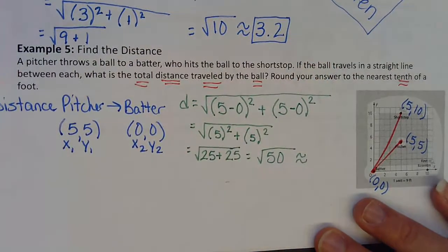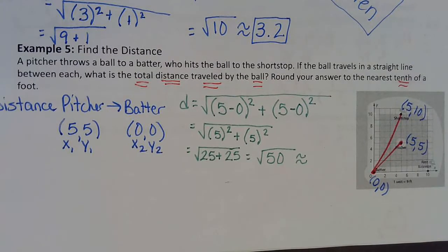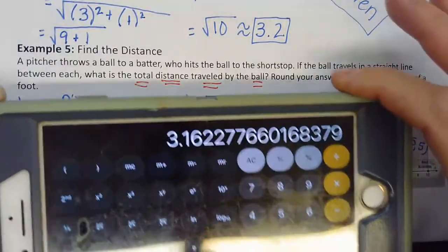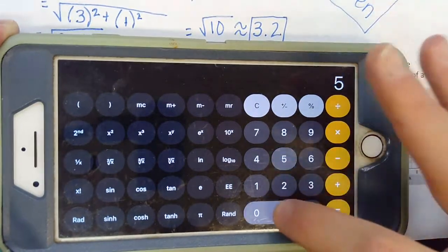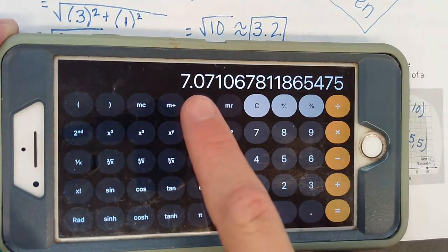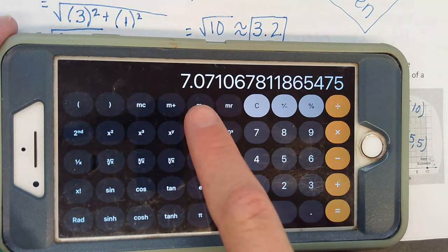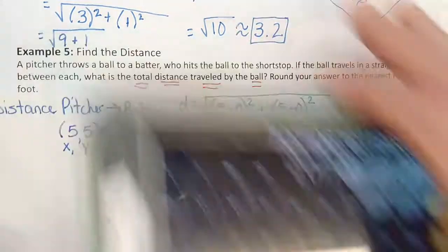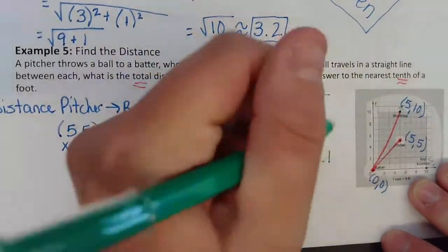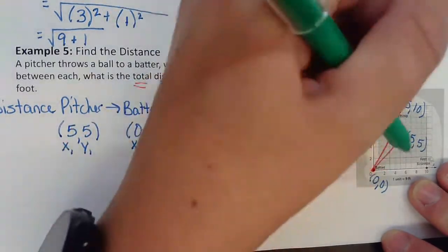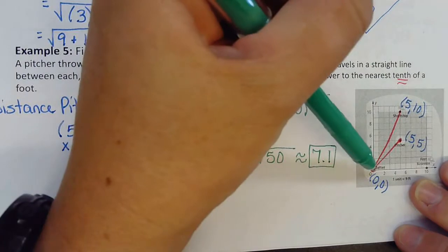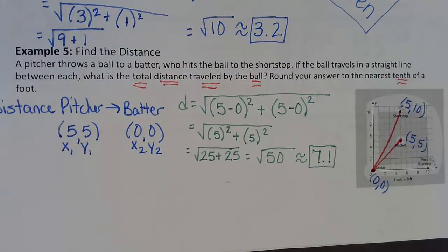And now I actually have to plug this in. Square root of 50. So on my phone calculator here, I'm going to type in 50 and then square root. And this is probably the same problem as your same square root from your worksheet. I would round it to nearest tenth. It wants one decimal place, so this would be 7.1. So that's one of my distances from the pitcher to the batter. But it also wants from the batter to the shortstop. So we have to find that one now.